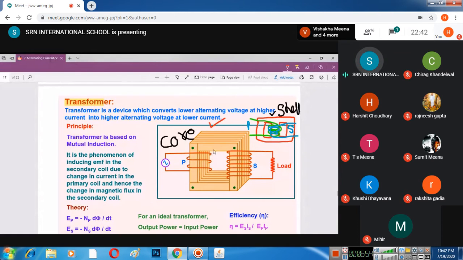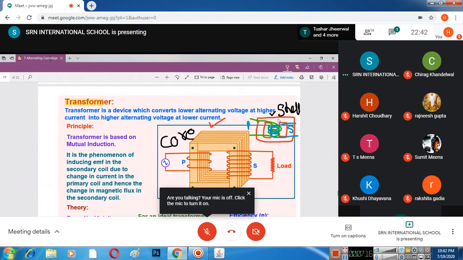This transformer oil is used as a coolant for these core type transformers. And for these shell type transformers, usually they are small in size and they have their inbuilt coolant. There is a sink device which is connected to them. That means through that sink they radiate the heat to the environment. Is it clear to everyone?